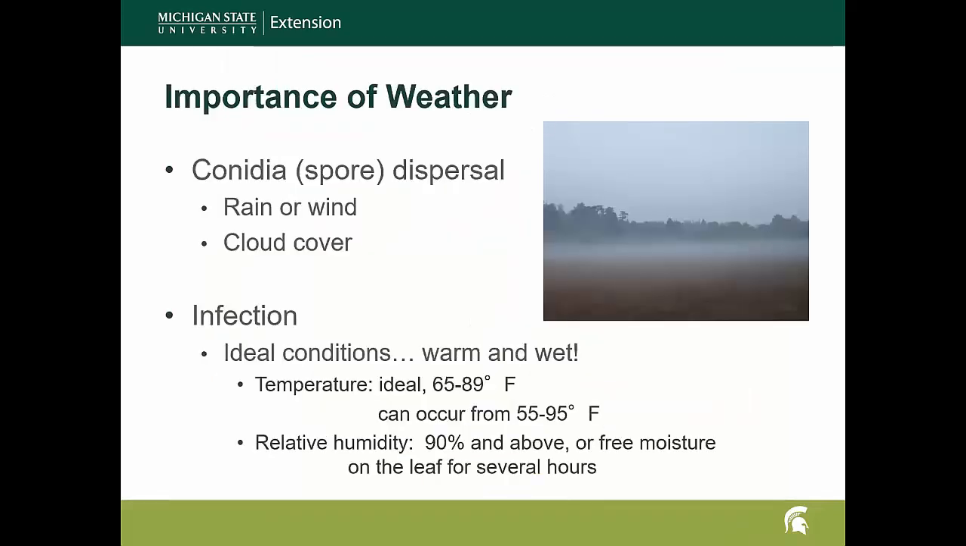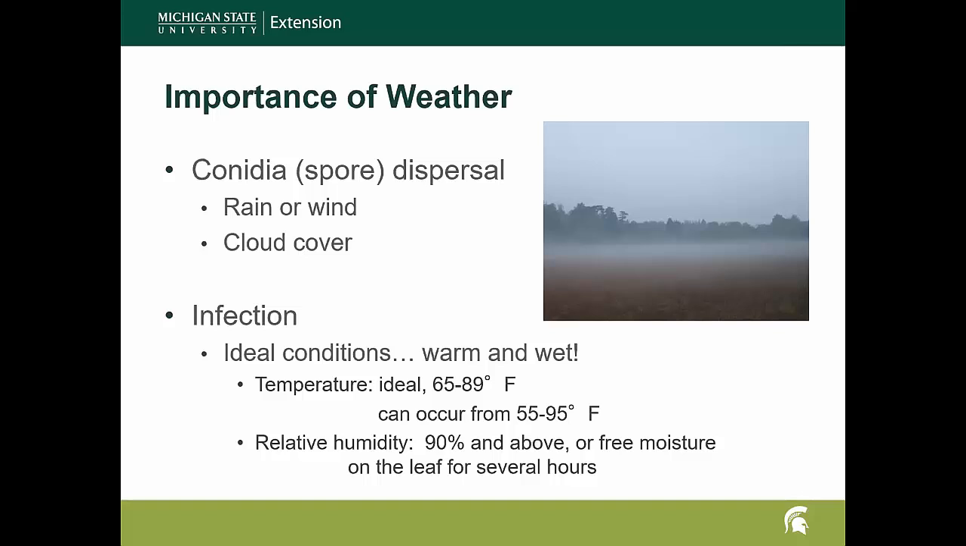So a couple of times throughout that life cycle, I mentioned the importance of weather. One of the areas where weather is the most important is during conidia dispersal. As I said, you need some sort of an outside force to move those conidia from the pseudostromata to a new leaf. That can be either rain, wind, or even things like insects or implements moving through the field. Also at this stage, cloud cover can actually serve to help increase disease, because the spores are quite UV sensitive, and cloud cover can help protect those spores from sunlight.